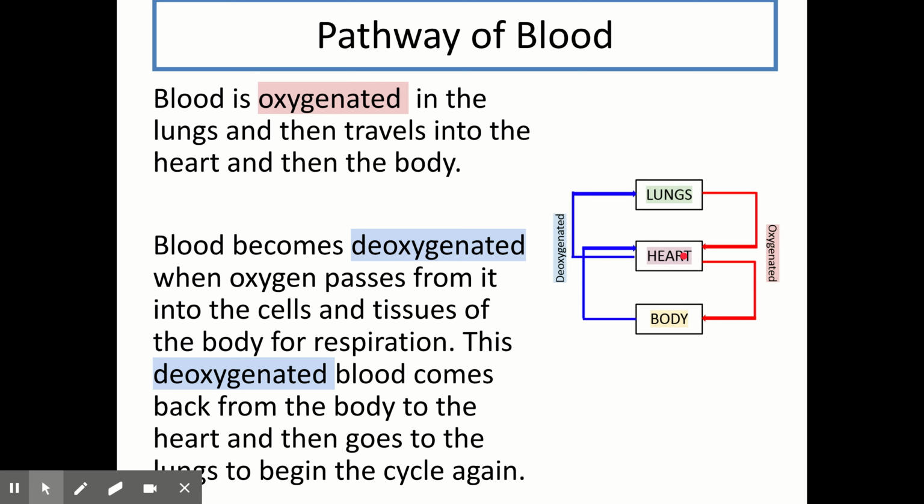Then it can be pumped out to the body. As we discussed earlier, as the body tissues use oxygen, the oxygen gets lost from the blood, so the tissues can use it for respiration. And so the blood that comes back from the body to the heart has a lower concentration of oxygen, and we describe it as deoxygenated. Then the heart pumps this deoxygenated blood back to the lungs, where it can pick up more oxygen and begin this cycle again. So what you'll find is this side of the heart always has deoxygenated blood, this side of the heart always has oxygenated blood.